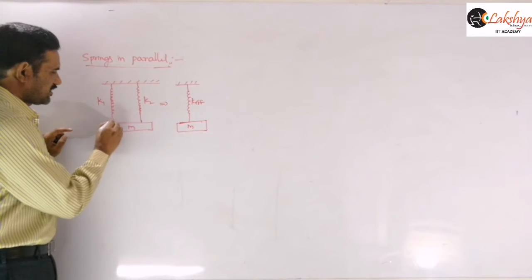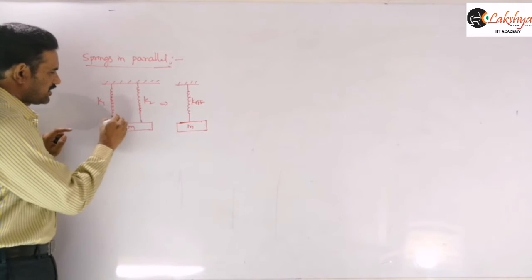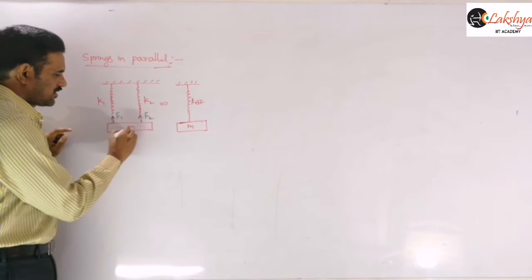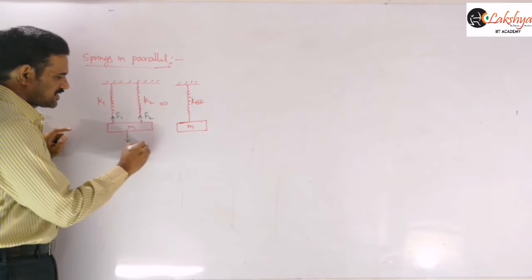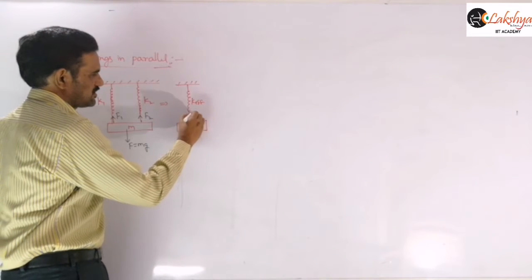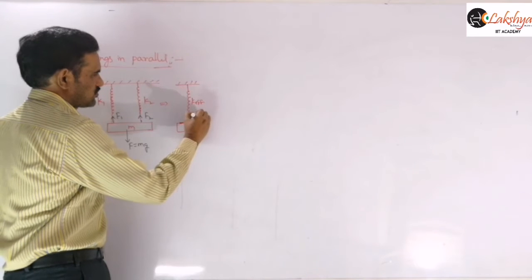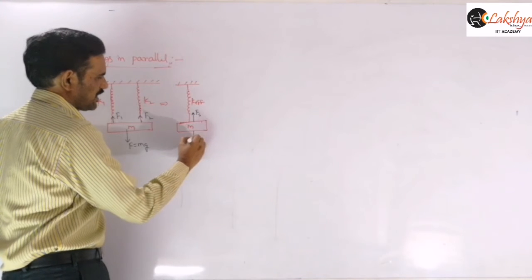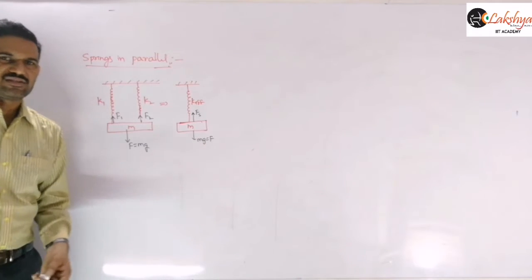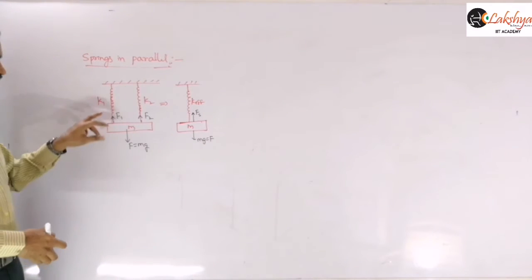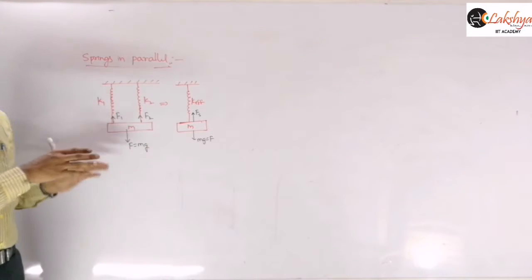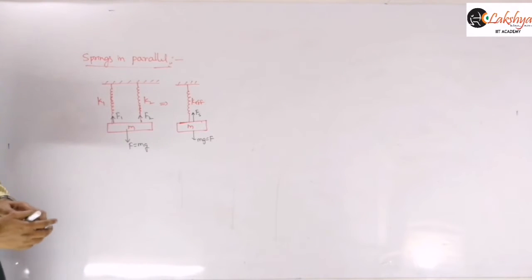Here I am taking some spring force developing here, say F1, and some spring force developed here, say F2, and that should balance this force F, which is nothing but mg, the weight. Similarly, the equivalent spring force will balance this mg. So the spring forces developed in the springs will be different, but the elongation or compression produced in them will be the same.